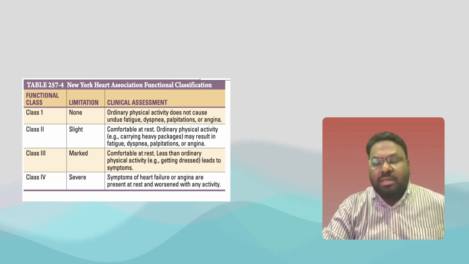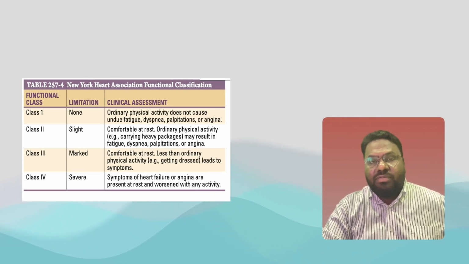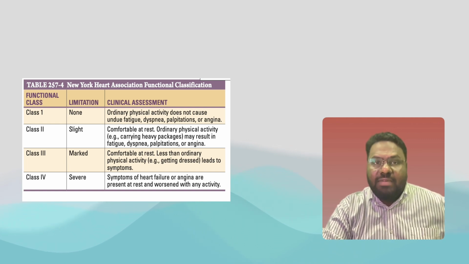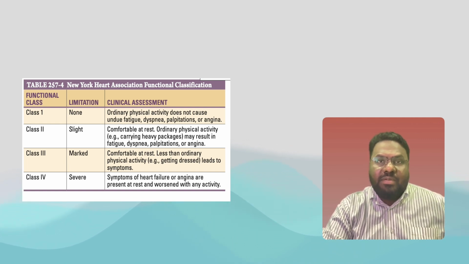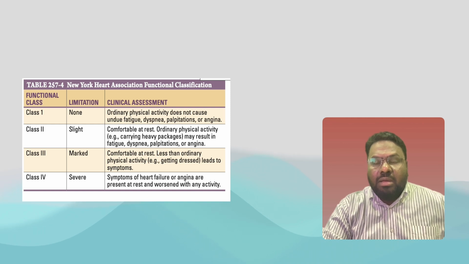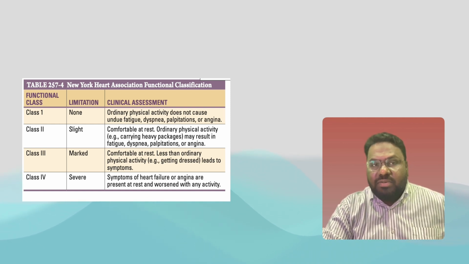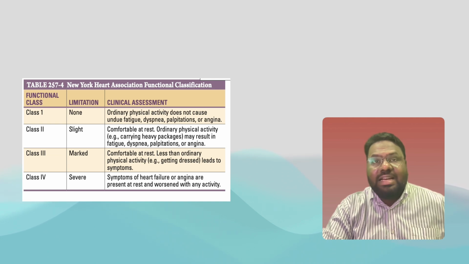Apart from this, there is an important classification that is asked in your MBBS final exams. In practicals also they will ask you the NYHA classification. Definitely every alternate student they'll ask in a short case. So NYHA classification, you have class 1, class 2, class 3 and class 4. New York Heart Association functional classification.